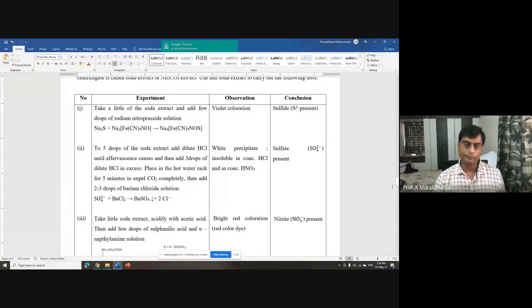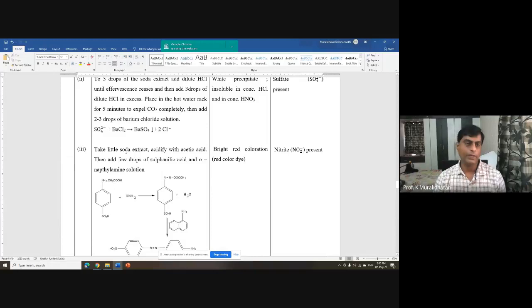And now moving to the nitrate test here. To the salt solution, acidified with acetic acid, you add a few drops of sulfanilic acid and alpha naphthylamine solution. The reaction is mentioned here.